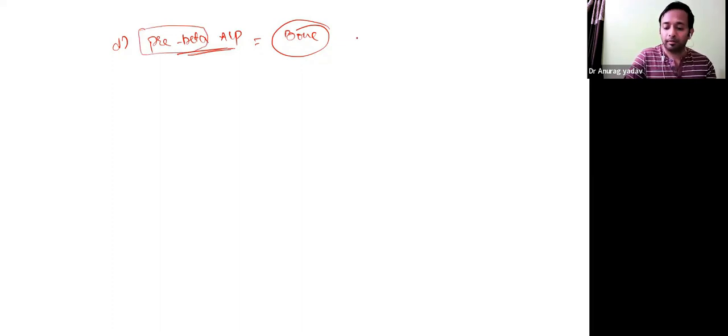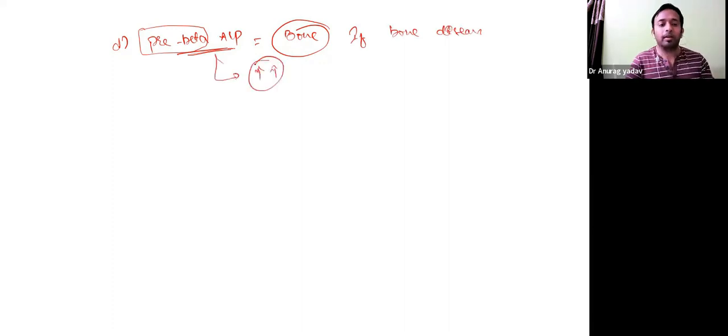So if there is a bone disease, the pre-beta type will be elevated. What is the normal concentration of total? 50% of the total ALP is pre-beta type. It means the major portion present in the blood is from this origin, bone origin.